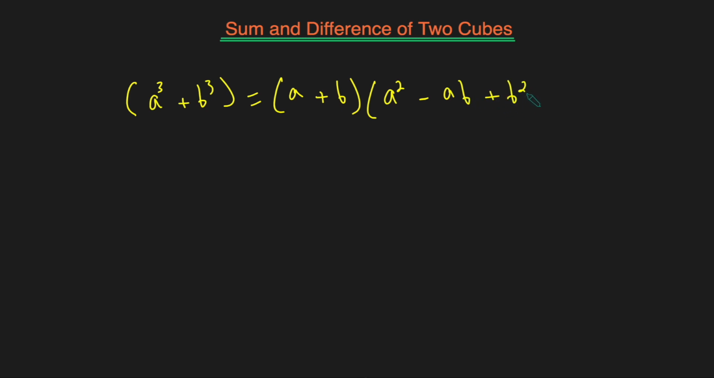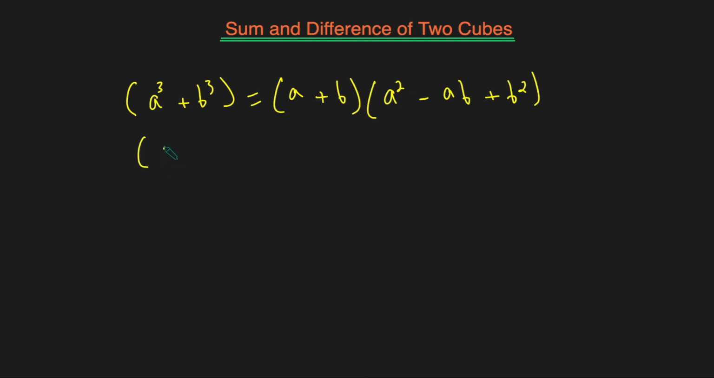Today we're going to talk about the sum and difference of two cubes. So if we have a cube plus b cube, that can be expanded into a plus b times a squared minus ab plus b squared.